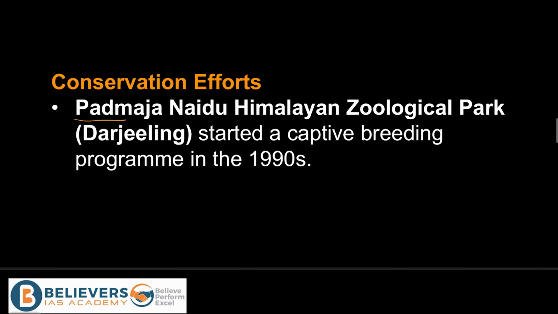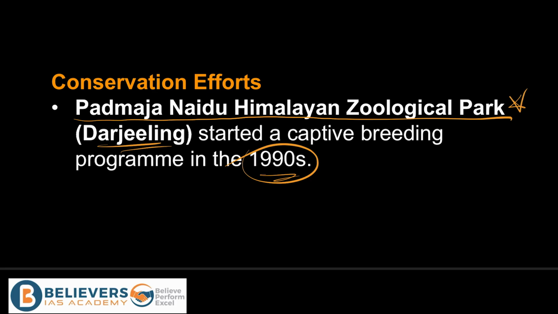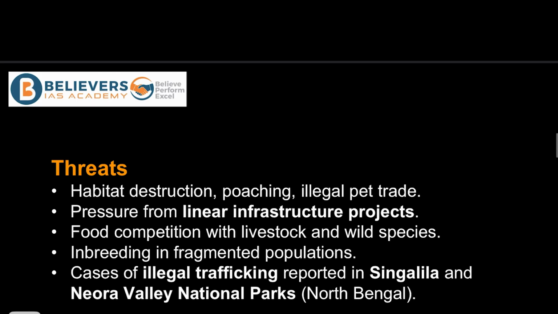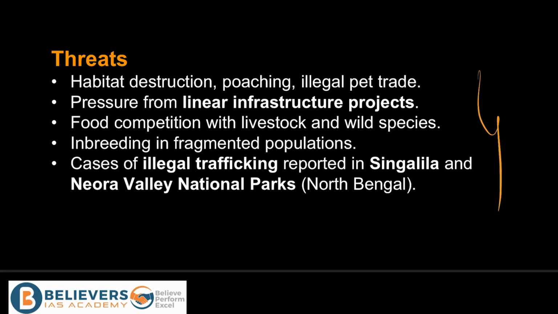And in India, the Padmaja Naidu Himalayan Zoological Park, which is situated in Darjeeling, initially started the captive breeding program in the 1990s. So that is also important. The Padmaja Naidu Himalayan Zoological Park, which is in Darjeeling, pretty much focuses on the conservation efforts of this particular species. And talking about the threats, one is habitat destruction, poaching, illegal pet trade, pressure from linear infrastructure projects, right?